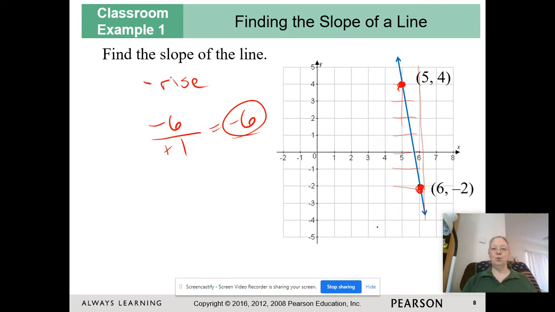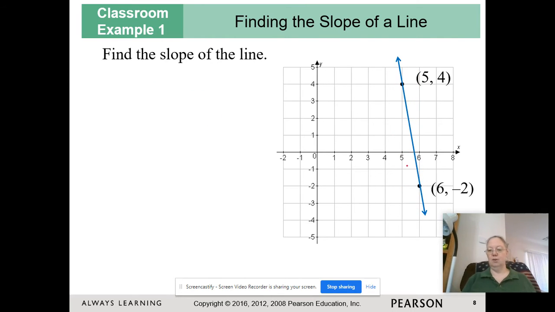Now, just to show you that you would get the same slope, -6, let's go from this point to this point. So I'm going to start here. And this time I'm going up. So 1, 2, 3, 4, 5. I'm going up 6. So that's a +6. But in this case, I'm actually going to the left one. So that would be a -1. 6 divided by -1 is still -6. So we use the letter M for slope. So my slope would be -6.